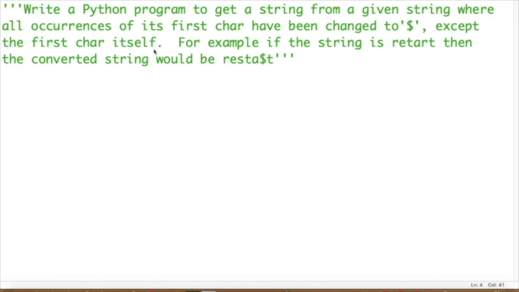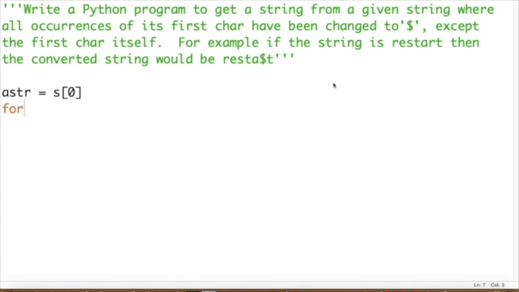So starting from the first letter, we have to check the occurrence of the first letter in the string going forward, and we have to replace any occurrences of the first letter further in the string with a dollar symbol. Here we have "restart". In this example, we have just replaced the second occurrence of R, which is the first letter, with a dollar symbol, right? So this is how we have to go with this example, and let us write the code.